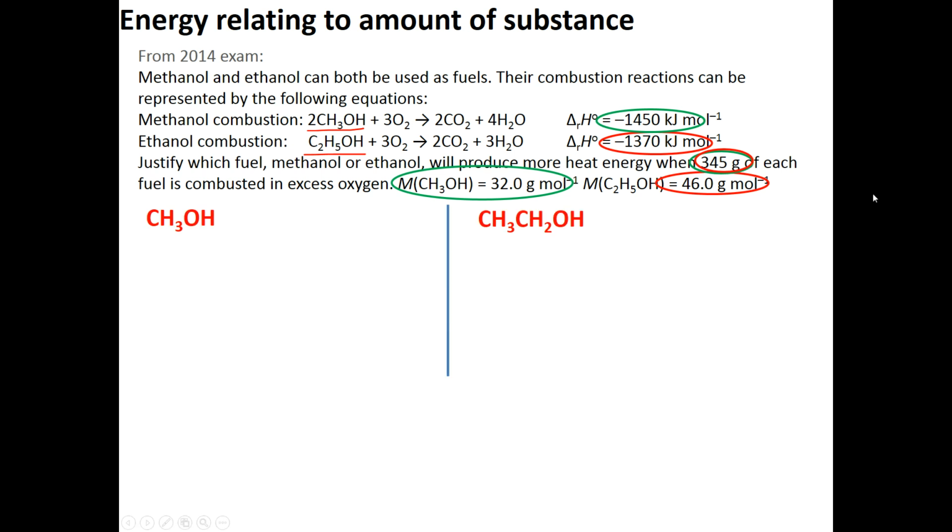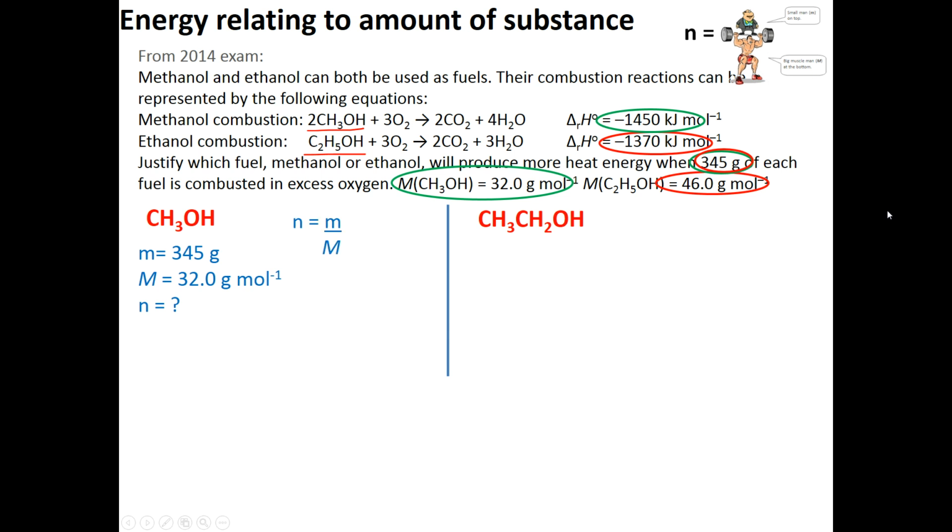So the way to start, divide your page into 2, work out methanol on one side, ethanol on the other side, and list your information. You can now work out the value by taking your mass and dividing it by your molar mass, and you get the amount in moles. So it's 10.78 moles. Now, if you look at the equation, you've got 2 moles gives you that.